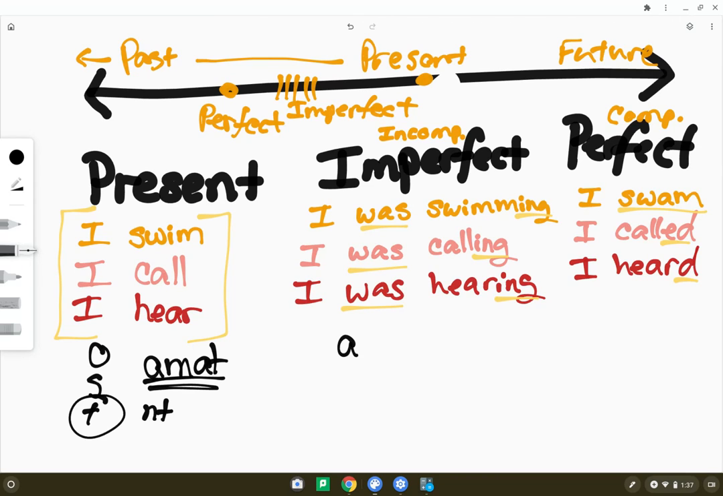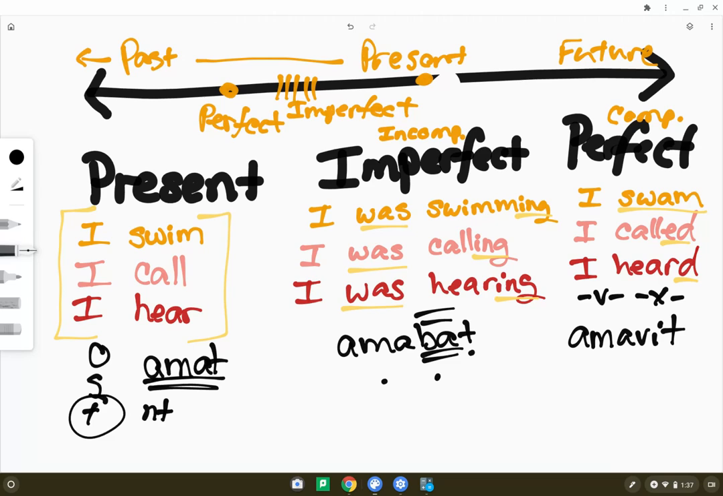The imperfect will always have a BA in it, like this. Amabat. This would be she was loving, to keep it in the imperfect. So if you see a BA in your word, you know it's imperfect. Now the perfect is a little bit more tricky. We'll come back to it later. But the general rule right now is if you see a V or an X in the middle of your verb, you will know that it's perfect, such as amavit, she loved. You see that V in here? That lets you know it's perfect.